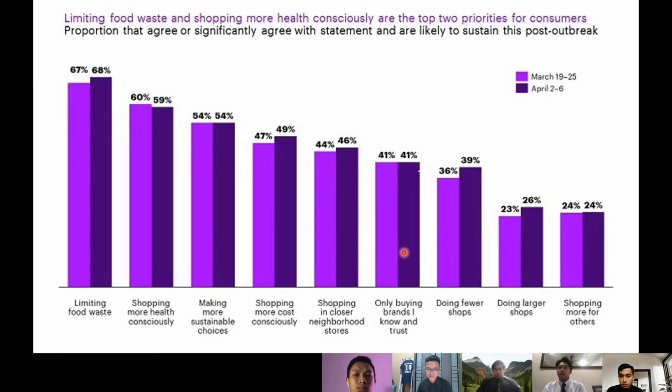Next slide. Okay, this is some examples of the effect of COVID-19 on consumers. They will be limiting food waste, shopping more health consciously, making more sustainable choices, shopping more cost consciously, shopping in closer neighborhood stores, only buying brands that they know and trust, doing fewer shops because they want to save their money, doing larger shops, and shopping more for others. Next slide.